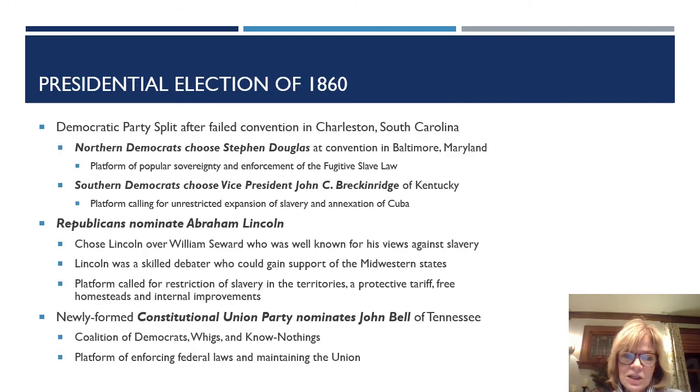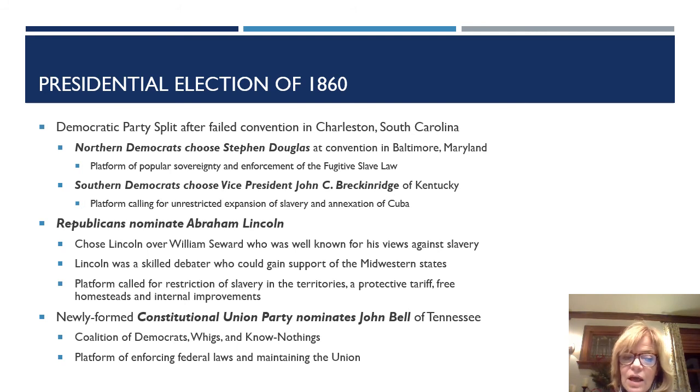All right, and then we get the presidential election of 1860, which for the South is the last nail in the coffin. So the Democrats meet in Charleston, South Carolina, but then they have a falling out. So the North has their own convention in Baltimore, and they nominate Stephen Douglas, and their platform is popular sovereignty and the enforcement of the fugitive slave law. They believe that this will appease the South.